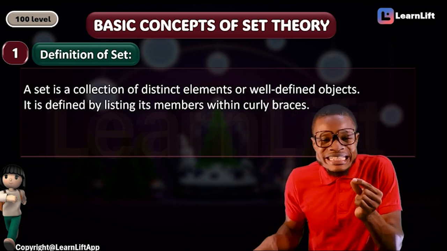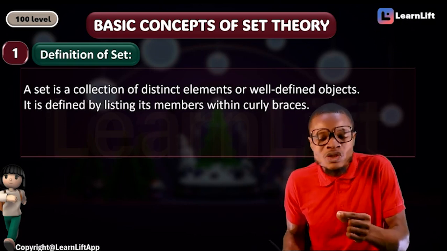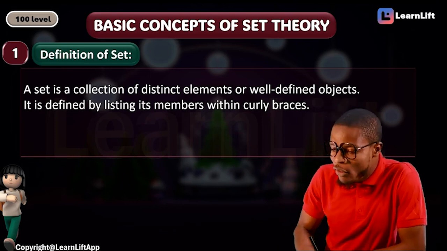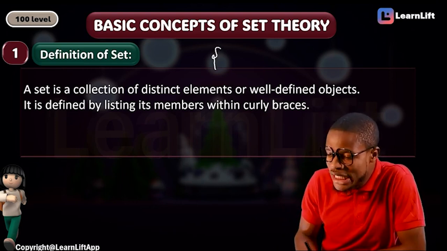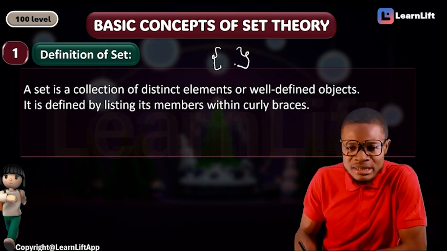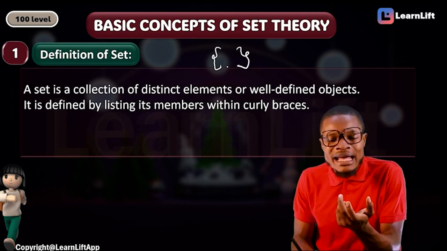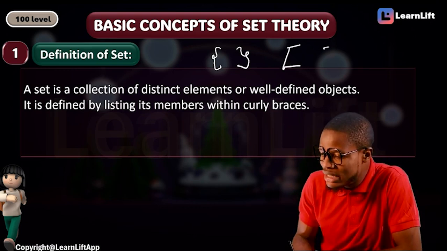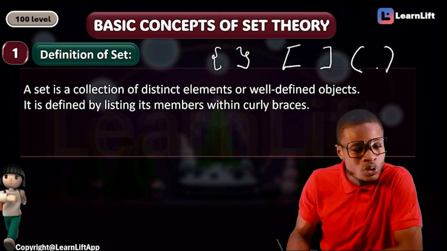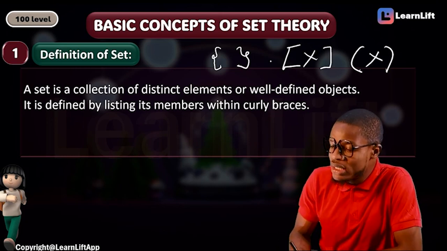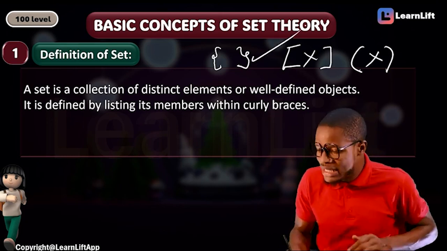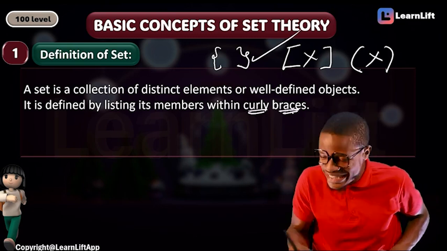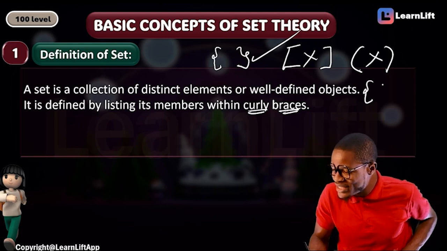Now, you must know this: a set is defined by listing its members within curly braces. So how do you define a set? Every member of a set must be within curly braces. These are what we call braces, which are different from brackets or parentheses. You don't put your set in something like this. That is wrong. This is the correct one. So what do we use for a set? Curly braces. You must write it, practice it, and ensure you are writing it perfectly well.